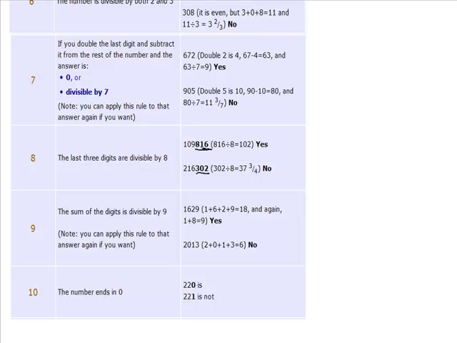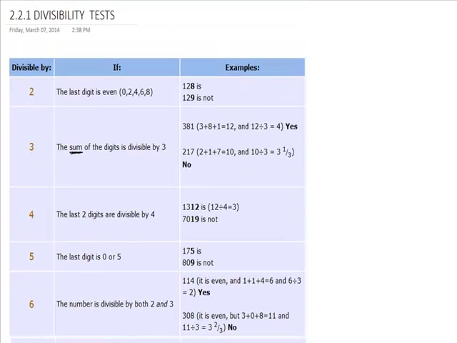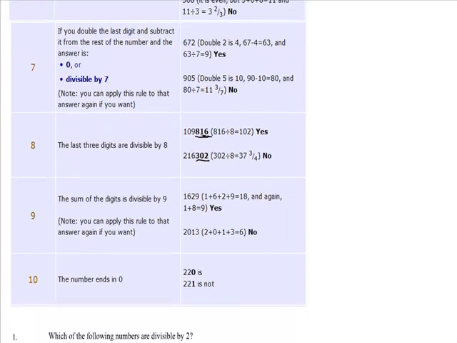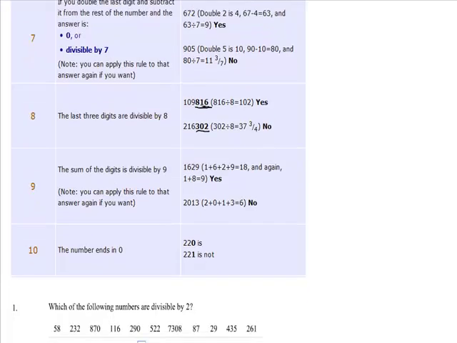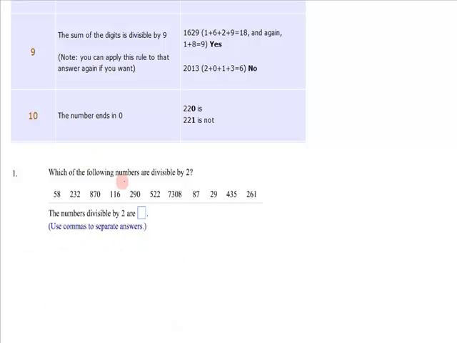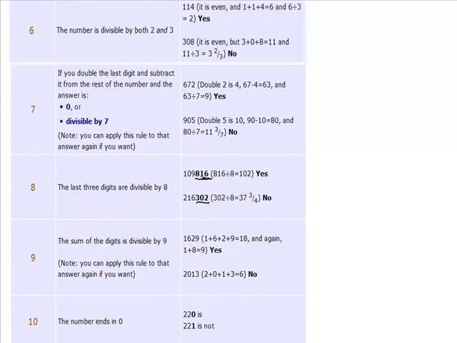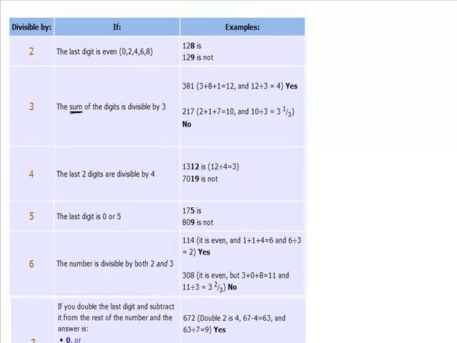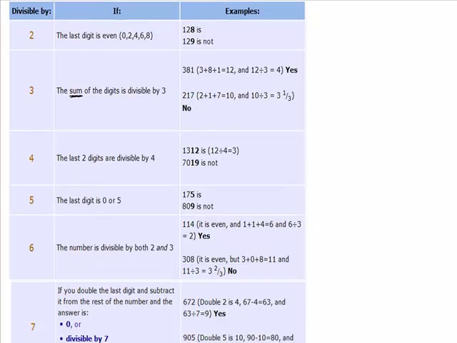All right. The ones I think are most useful are 2, 3, 5, and 10. All right, let's see what we're going to do. Let's get a little bit of room. All right, which of the following numbers are divisible by 2? All right, review. You are divisible by 2 if the last digit is even.